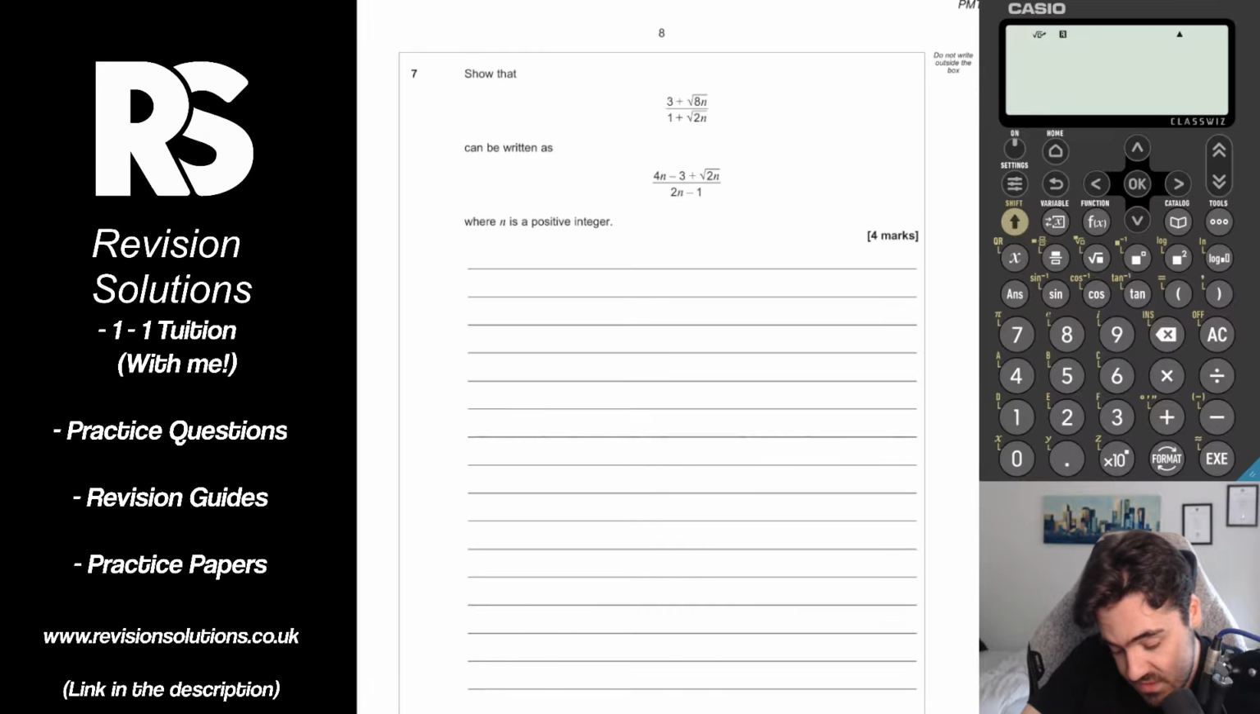Going to question 7, it says, show that this fraction can be rewritten as the bottom fraction. The thing I notice is that there's no surd or square root in the bottom, so we can think of this as just like rationalizing the denominator.